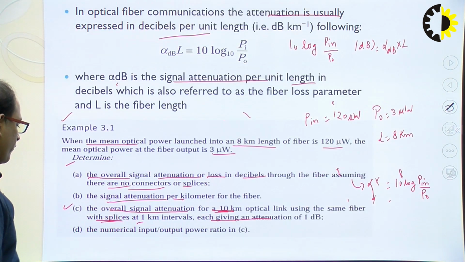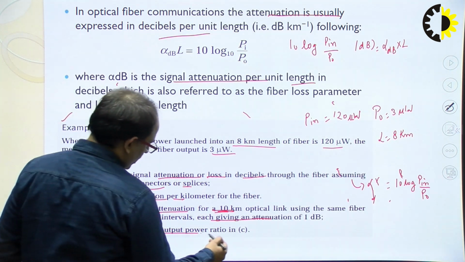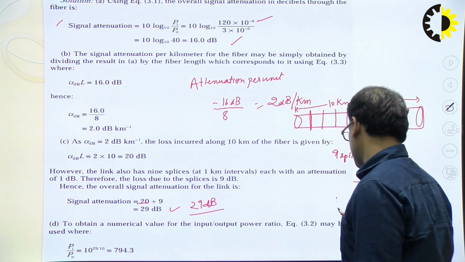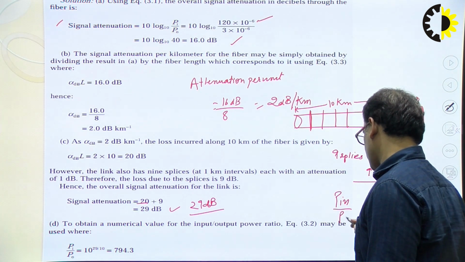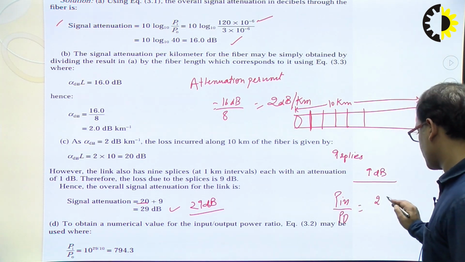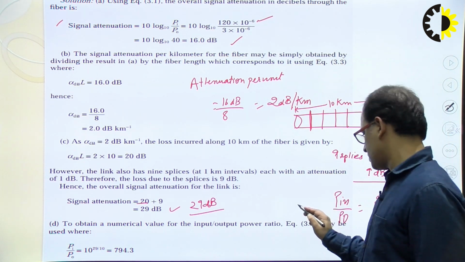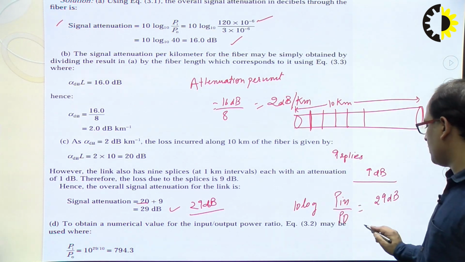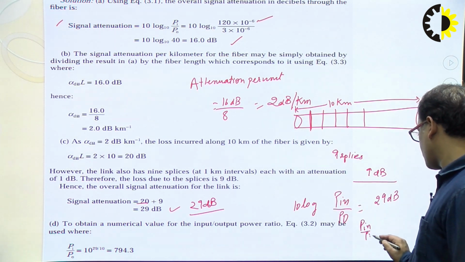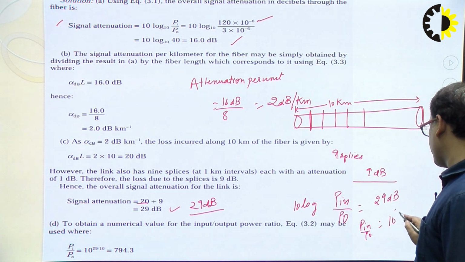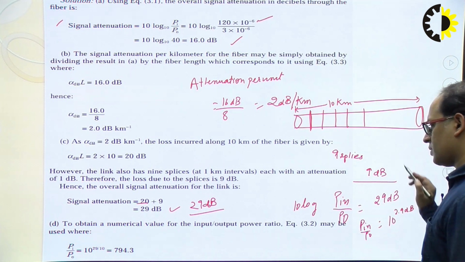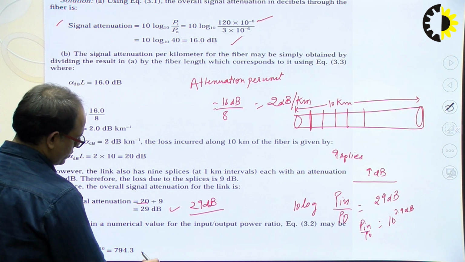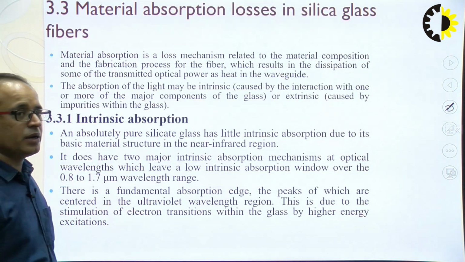Now the fourth part is to calculate the numerical value of the input output power ratio. Means I have to calculate the input output power ratio, that is P in divided by P out. As we know, 10 log of P in by P out is equal to 29 dB. So I have to calculate P in by P out. That will be equal to 10 to the power 2.9, that is equal to P in by P out. That is the numerical value of P in by P out.